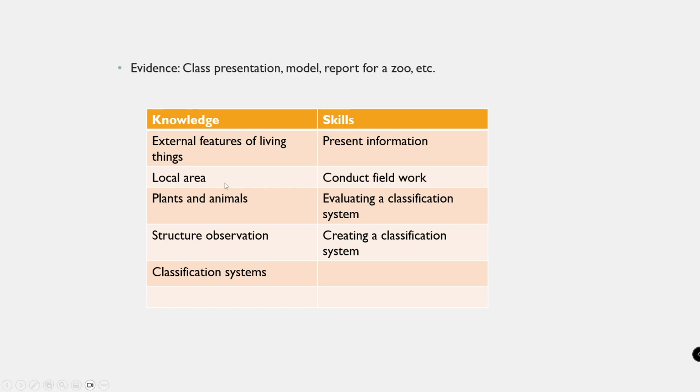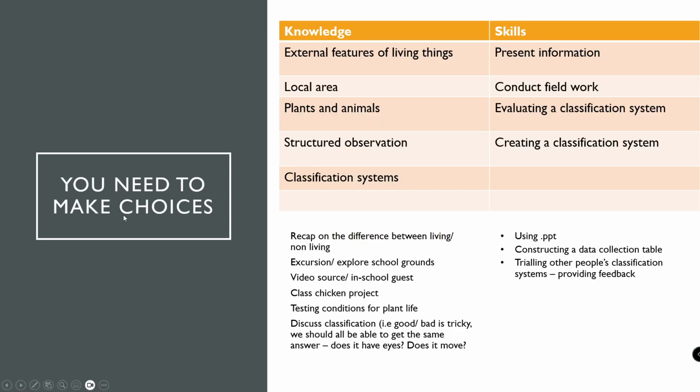I mean, even just this brief breakdown tells us that there's a lot going into this process. So you need to make choices because you can't do everything. So here's my rough thing. I need these skills. What am I going to need to do? Look, I'm going to do a recap of living and non-living things from early stage 1. Fair cop, not a bad idea. Why not? Just to check. Bit of diagnostic assessment. I might do an excursion or explore the school grounds.